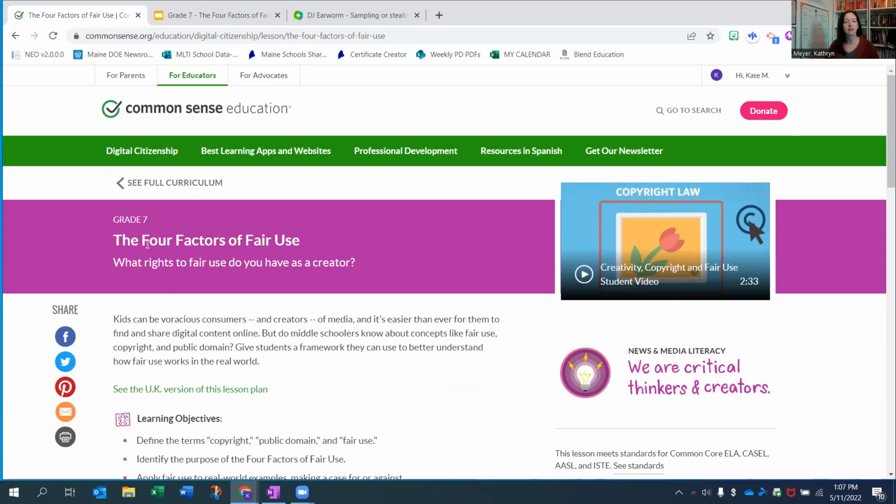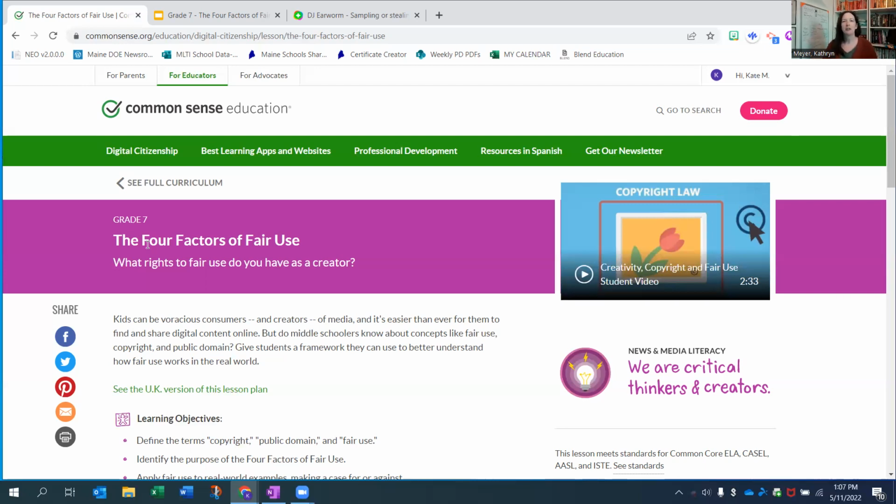This one has the title, The Four Factors of Fair Use, and an essential question. The essential question is, what rights to fair use do you have as a creator? And as Jonathan and I talked about in his session yesterday, as we are moving our students from content consumers to content creators, these conversations about fair use become very important and very timely in our work.